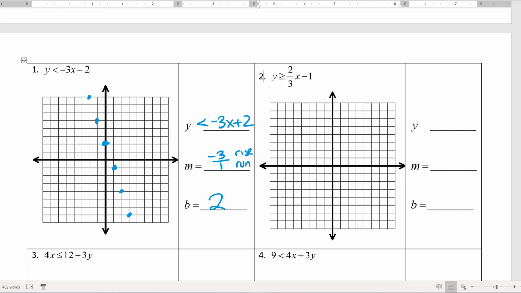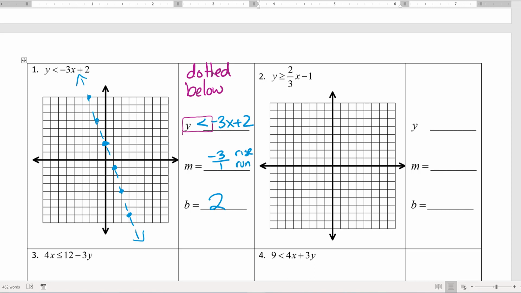Now one thing I should note is, is this going to be a solid line or a dotted line? Well, because it's strictly less than, it's going to be dotted or dashed, whatever you like to say. And because we're comparing y is less than, that means below. Remember, when we compare to y, it's either above or below, because y is vertical, right? And in this case, it's going to be dotted and below. So I'm going to go back to my graph, connect these points with a dotted or dashed line, and then shade below.